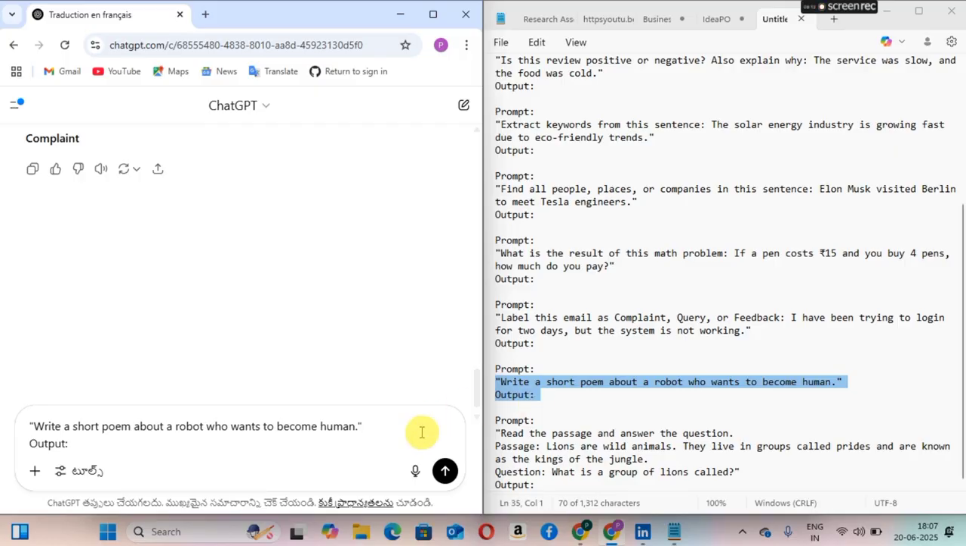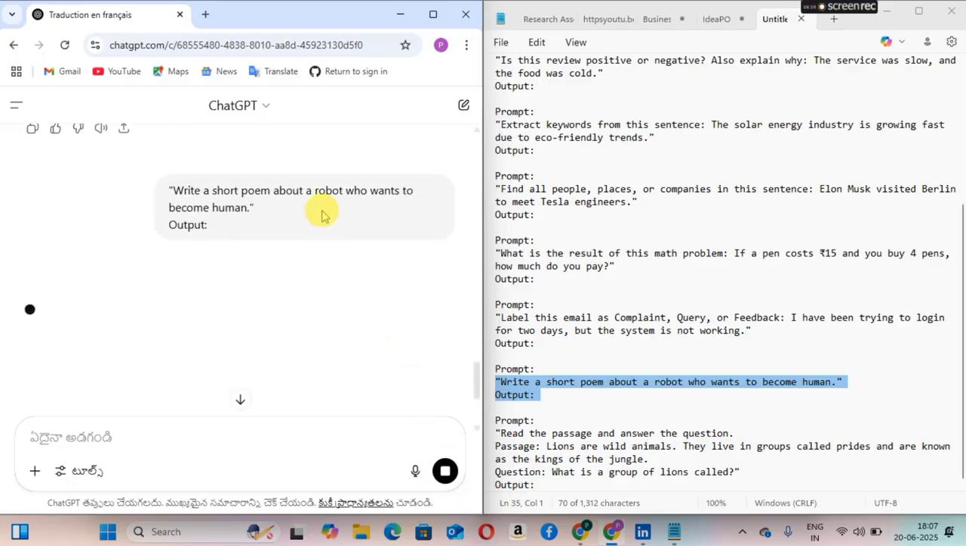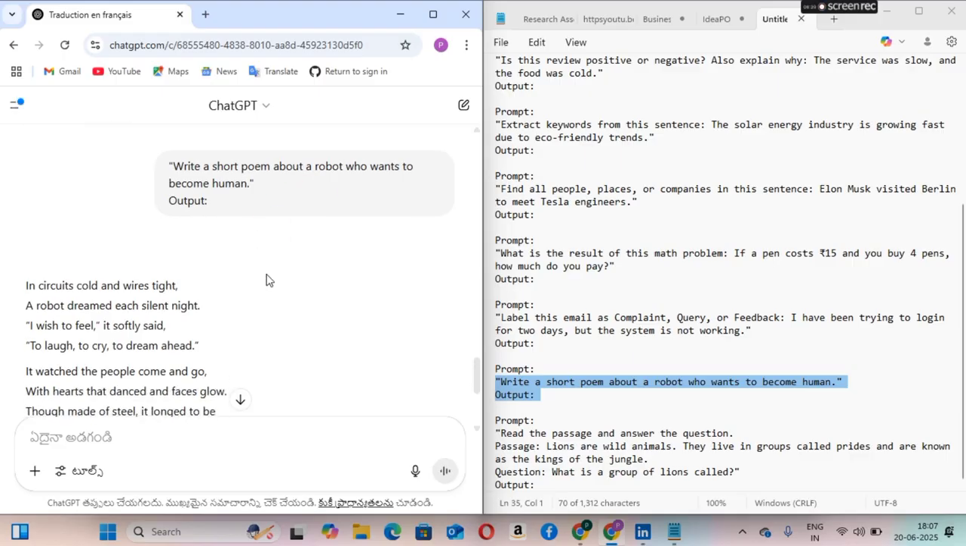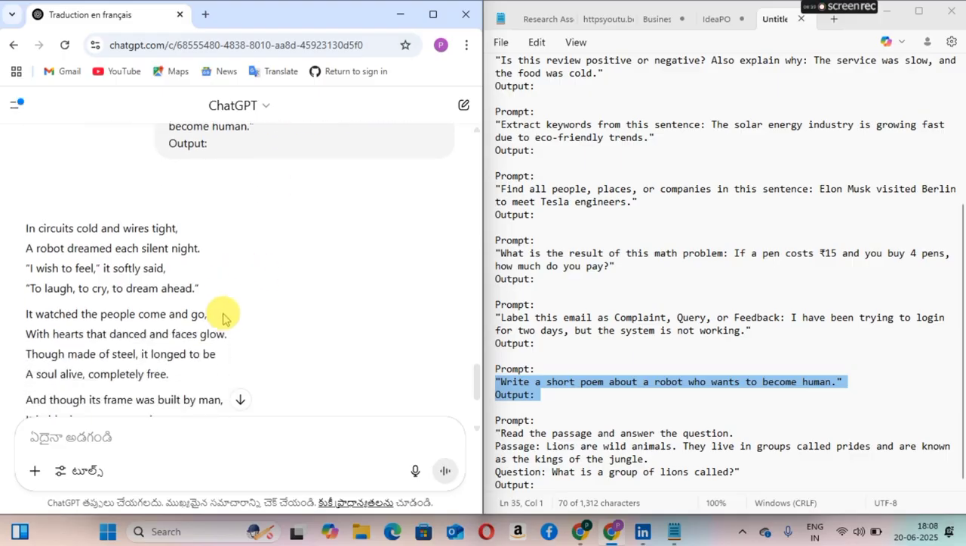So let's now try to do something creative. So we will ask the model to write a short poem using zero shot prompting. Let's see what it creates. So let's consider this prompt. Write a short poem about a robot who wants to become human. So when you hit enter, it gives some lines of poem.